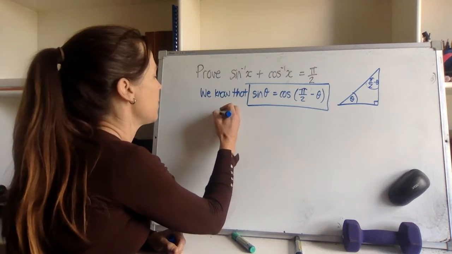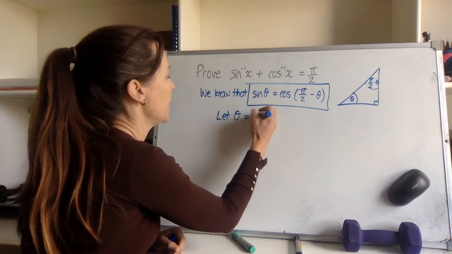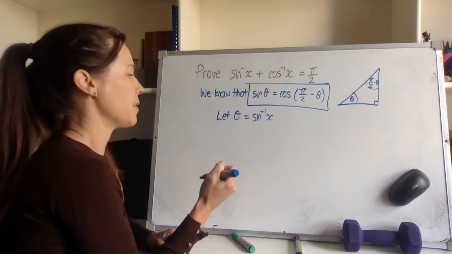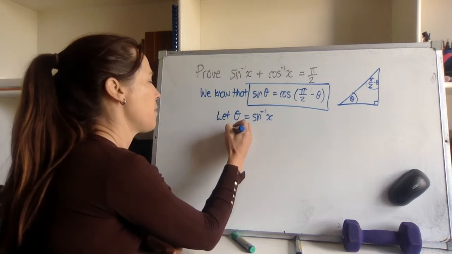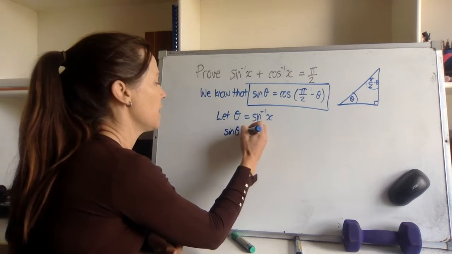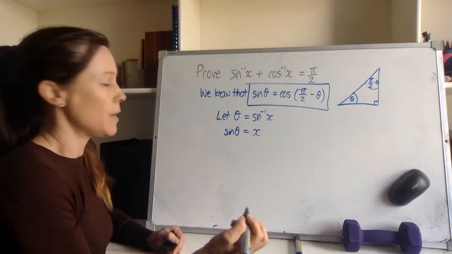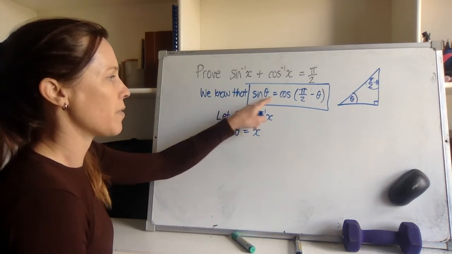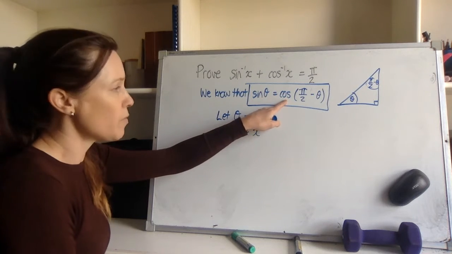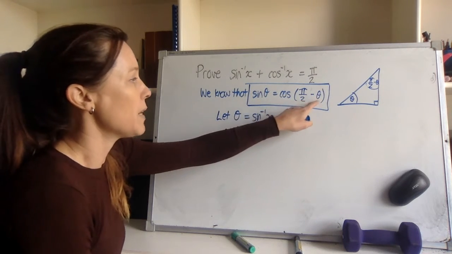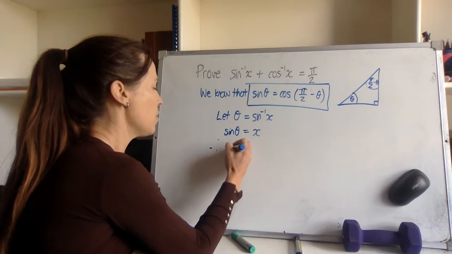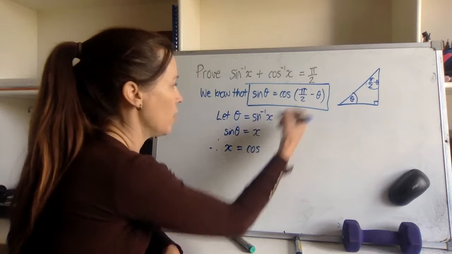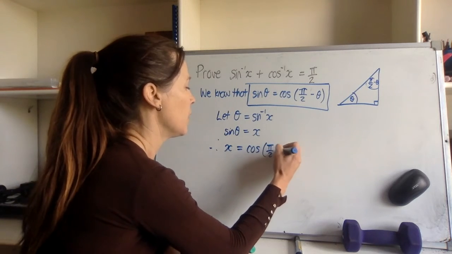Let's say we'll let theta equal the inverse sine of x. So now this whole part here is theta. Now we can rearrange this and say that means that the sine of theta is equal to x. Okay. Now if the sine of theta is equal to x, have a look up here. We know that the sine of theta is equal to the cos of 90 degrees, or pi on 2, minus theta. So therefore we can say x is going to be equal to not just sine theta, but the cos of pi on 2 minus theta.